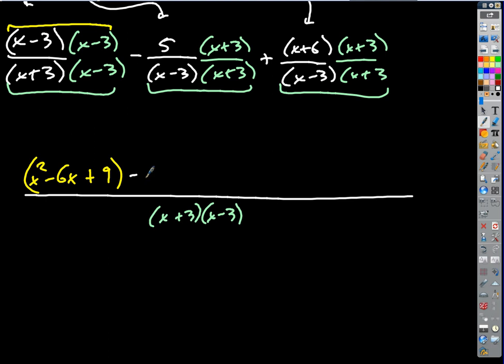Minus, what do I get if I multiply those out? 5x plus 15. So I have to put it in parentheses, right? 5x plus 15, plus... oh, what happened there?